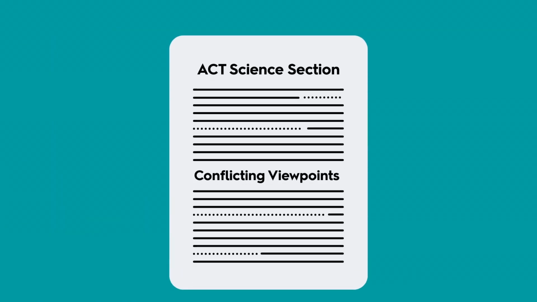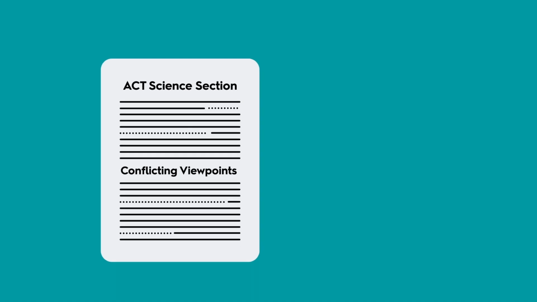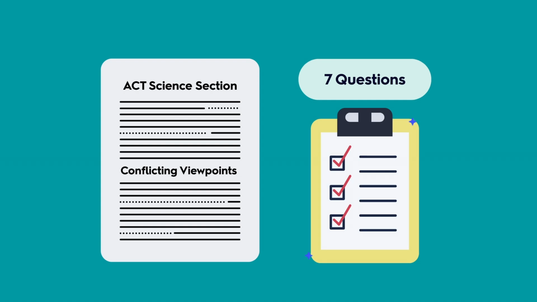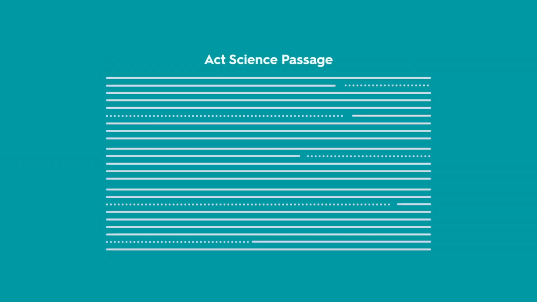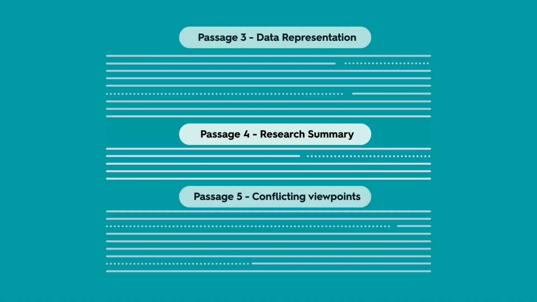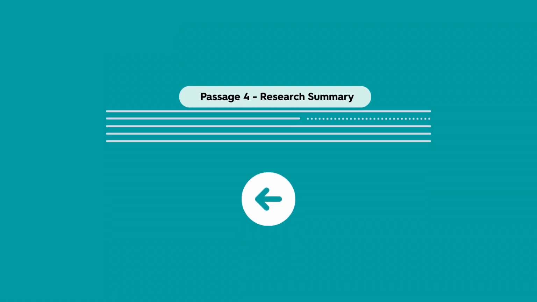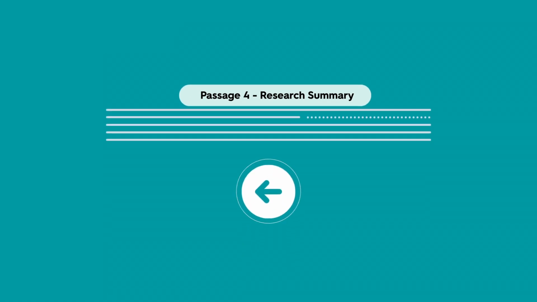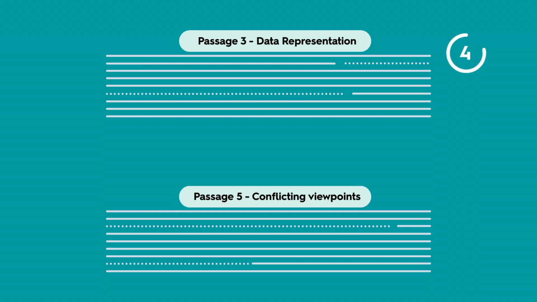Conflicting viewpoints is the most text-heavy passage type. You'll often see one in the science section, and it typically comes with about 7 questions. So having a plan matters. That said, pacing tip: it often takes longer than chart passages. So if you're behind on time and it shows up late, consider skipping it, finishing faster sections first, and then coming back with the time you saved.